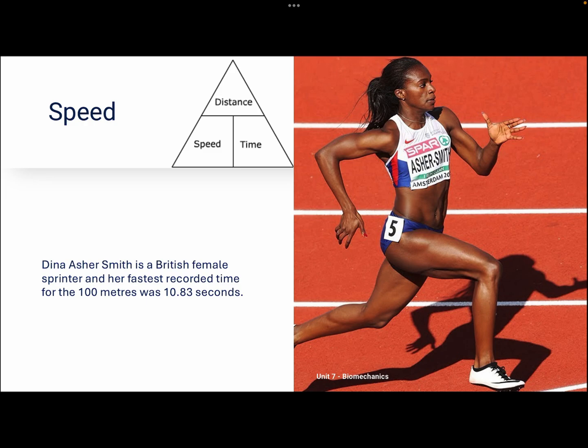In this case, Dina has travelled 100 metres, which is distance, in 10.83 seconds, which is the time. To work out her speed, we'll have to do 100 divided by 10.83, which equals 9.23, rounded up to 2 decimal places. We know that speed is measured in metres per second, so she's travelling at 9.23 metres per second in 100 metres.